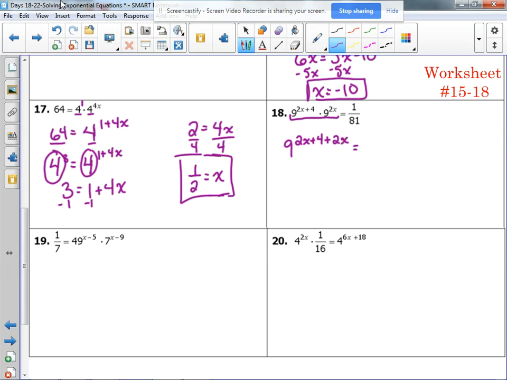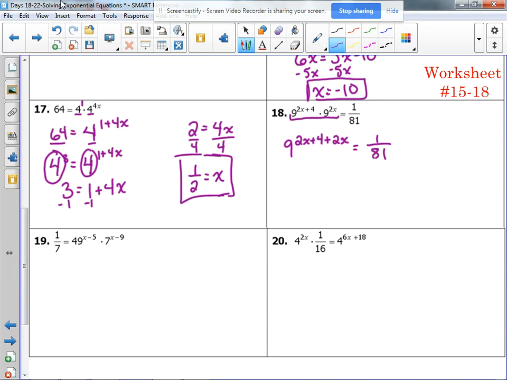If we divide, what do we do with those? Subtract. Okay, if you divide, then you subtract. But we were multiplying, so we add. Okay, now we need the same base on both sides. Ignore the fact that it's a fraction for a second.